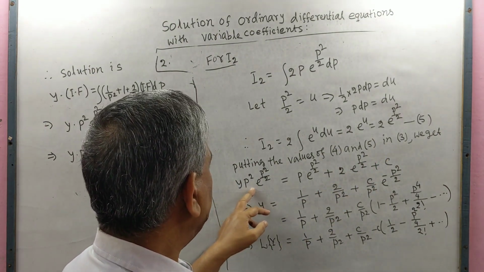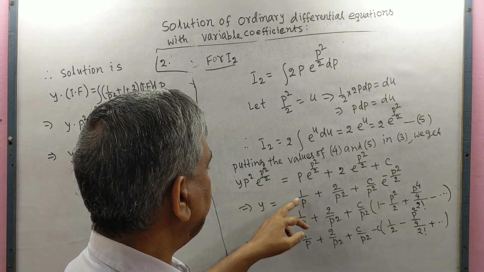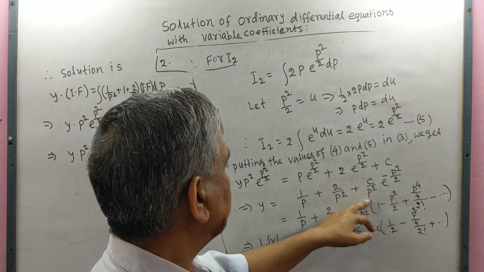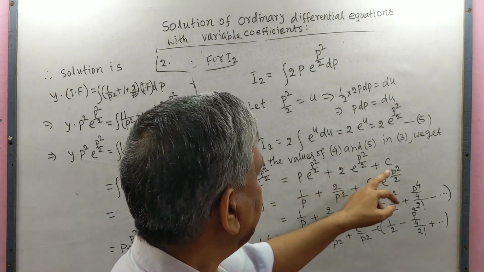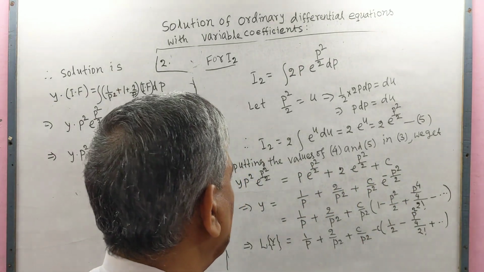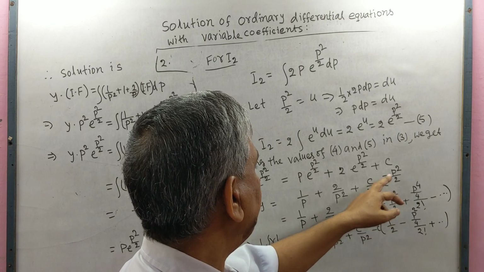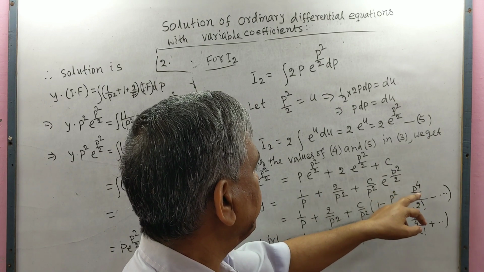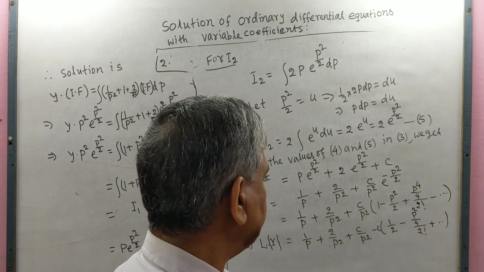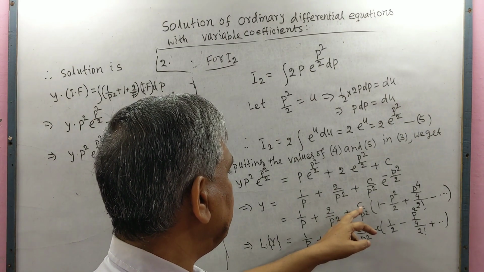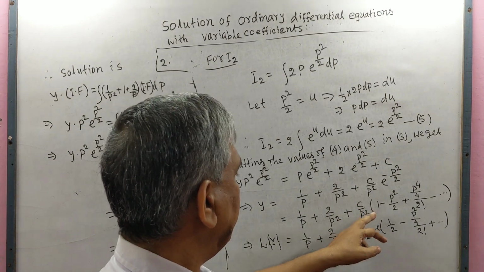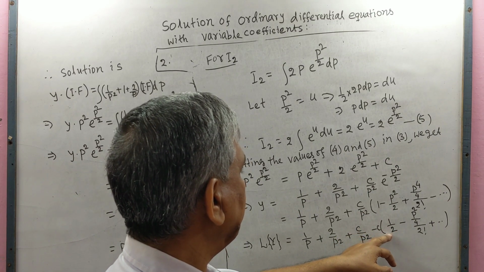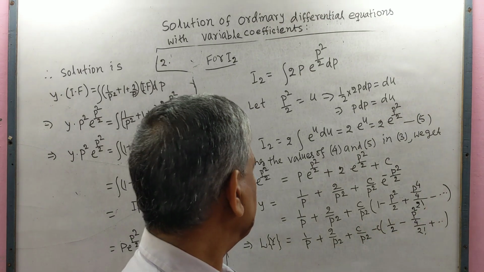Now dividing both sides by p square e to the power p square by 2. Here we get 1 by p, here we get 2 by p square, here c by p square e to the power minus p square by 2. Here we expand e to the power minus p square by 2: 1 minus p square by 2 plus p to the power 4 by factorial 2 minus and so on. We take here c by p square outside and then remains minus c into half minus p square by 4 by factorial 2 and so on.